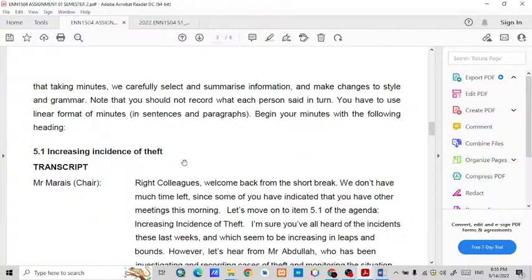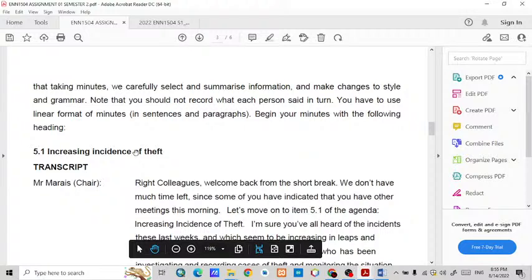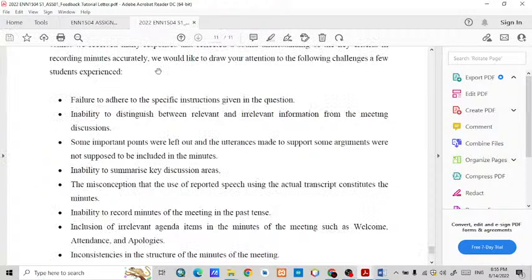So the topic or the header in your minutes actually tells you what you should discuss in that particular item. Okay, let's continue with this. They say some important points were left out, and the utterances made to support some arguments were not supposed to be included in the minutes. Inability to summarize key discussion areas. This is important. Inability to summarize key discussion areas.